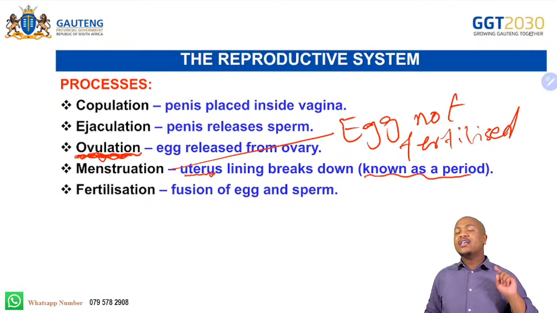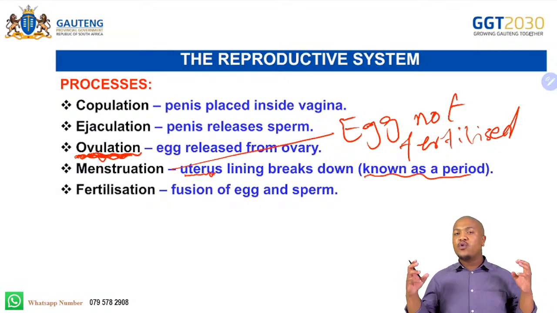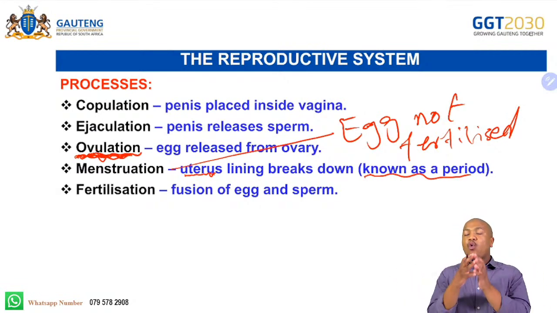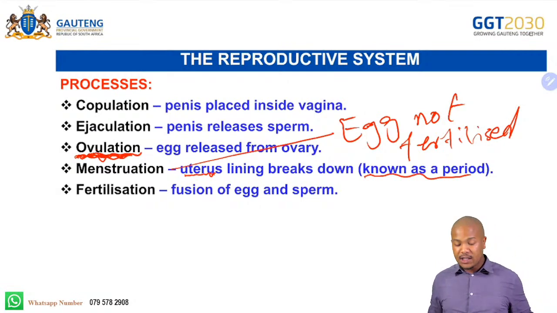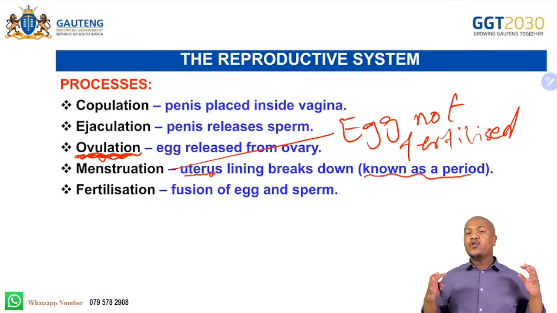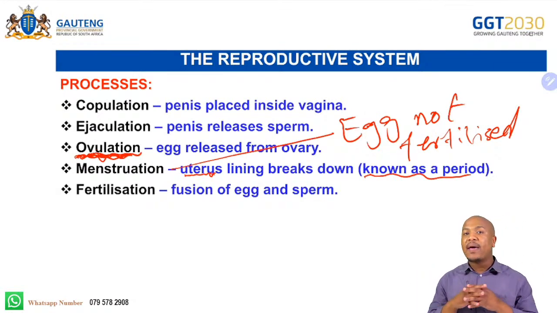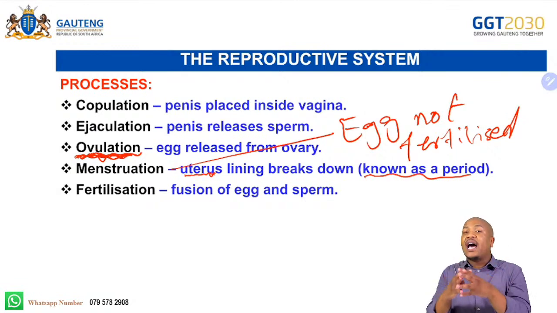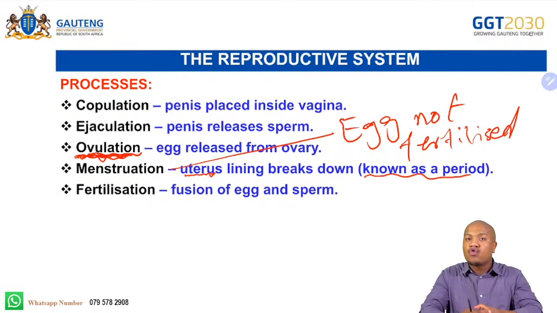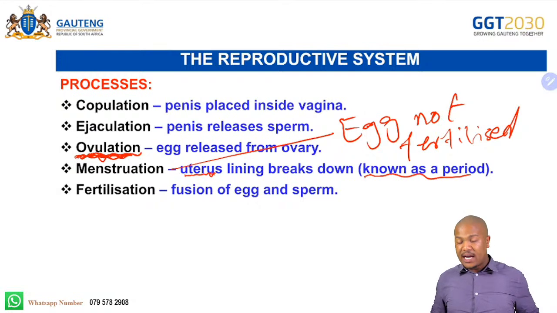But now, if the sperm cell meets or fuses with the egg cell, we therefore say that fertilization takes place, right? Fertilization is the fusion of the egg and sperm cell together to bring about an offspring, or to become one cell, which will then grow and form a baby, right?